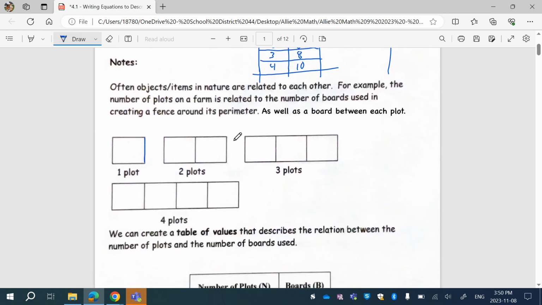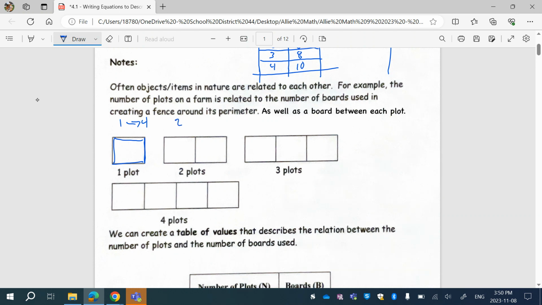So let's do that. Notes: often objects or items in nature are related to each other. So for example, the number of plots on a farm is related to the number of boards used in creating a fence around its perimeter, as well as a board between each plot. So as you have it around, you would also have them in between the plots. So this first one, if we have one plot, we can count the boards around it. 1, 2, 3, 4. So for 1, we would have 4.